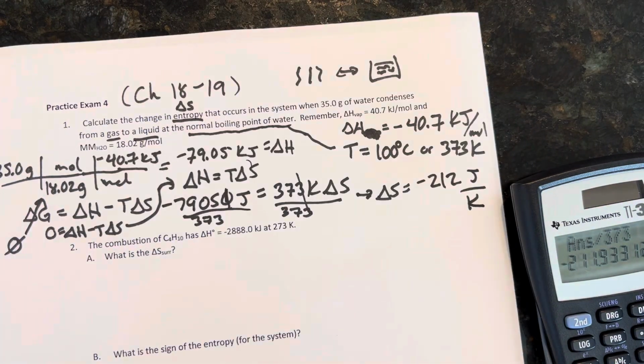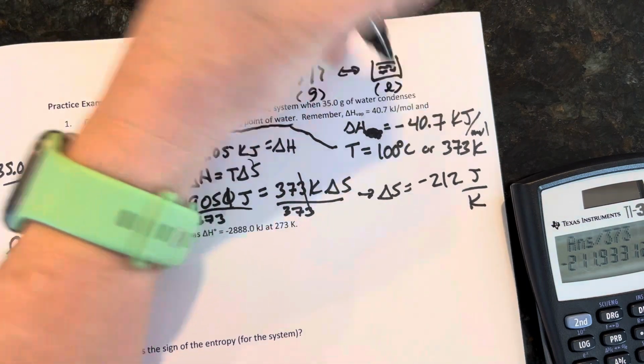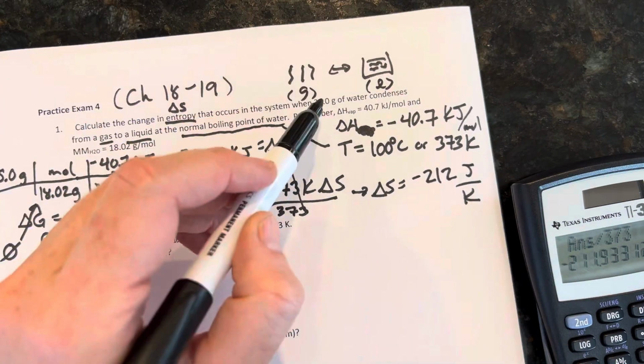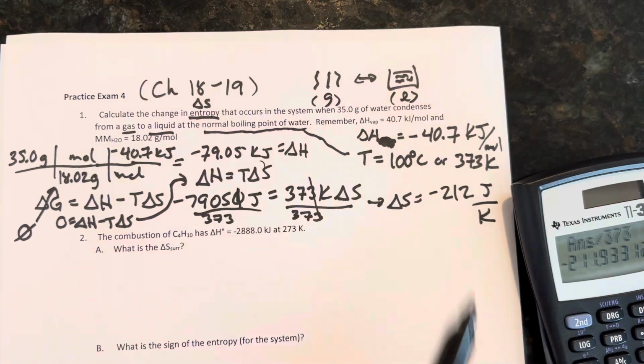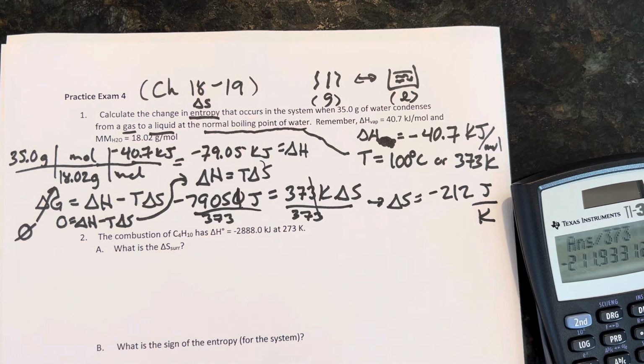All right, so I want to ask if this answer also makes sense. We went from a gas to a liquid. So it went from this messy situation to a less messy situation. And so it should make sense that we lost entropy, and negative would be the answer.